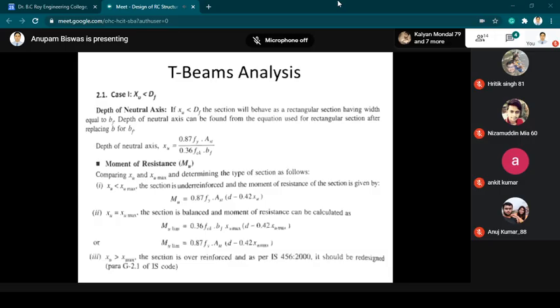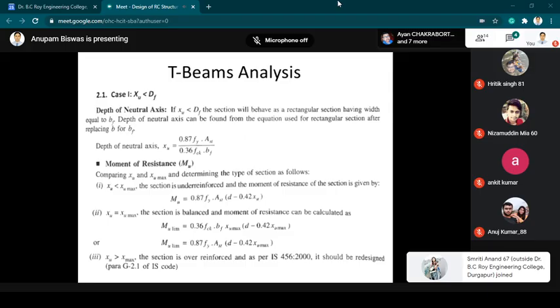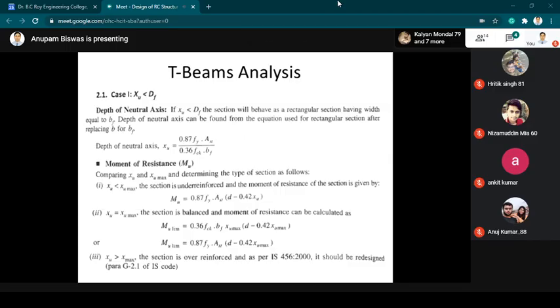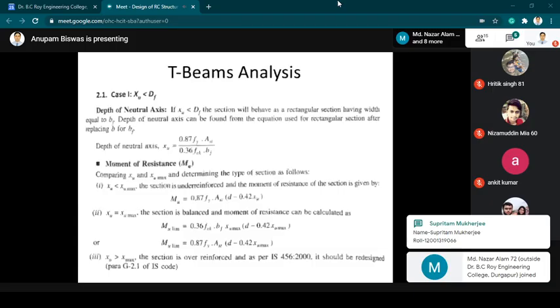So let us first consider the first case, that is when xu is less than df, when the neutral axis is along the flange section. For this case, one very important thing to consider is that the T section actually behaves as a rectangular section, and the width of this rectangular section is equal to the width of the flange, that is bf. This is a very important point.